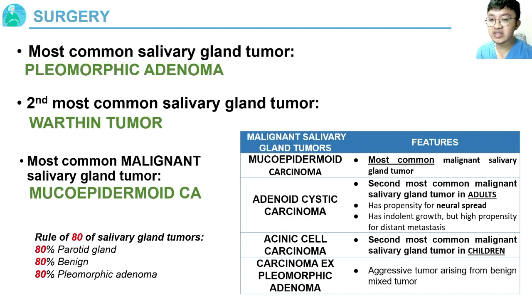Okay? Adenoid cystic carcinoma has the buzzword neural spread usually. Carcinoma ex pleomorphic adenoma is an aggressive malignant tumor arising from a benign mixed tumor. We have the rule of 80s for parotid gland neoplasms. 80% of salivary gland neoplasms occur in the parotid. 80% of those found in the parotid gland are benign, and 80% of those benign tumors are your pleomorphic adenoma or benign mixed tumor.